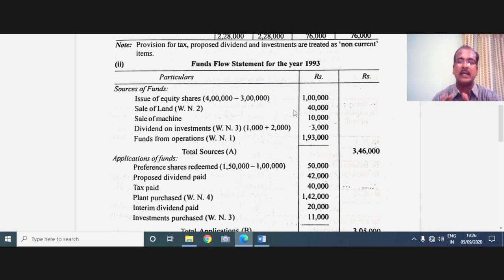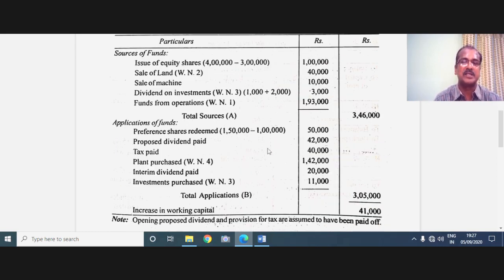So here we can only record the amount received in the funds flow, because that is the total fund which came into the business in the name of sale of land. Sale of machinery, 10,000 rupees: the machinery with a book value of 12,000 was sold only for 10,000, so the sale proceeds of 10,000 are recorded here. Dividend, whether it is a capital item or revenue item, the total amount of dividend received on investment, 3,000 rupees, is a fund inflow and that is recorded here. Then the funds from operation, which we calculated through the adjusted P&L account, 1,93,000 rupees, is recorded. Total sources of funds amounted to 3,46,000.